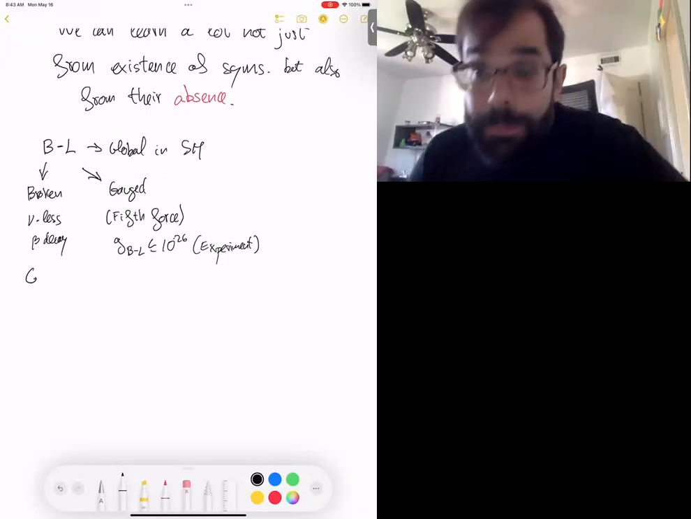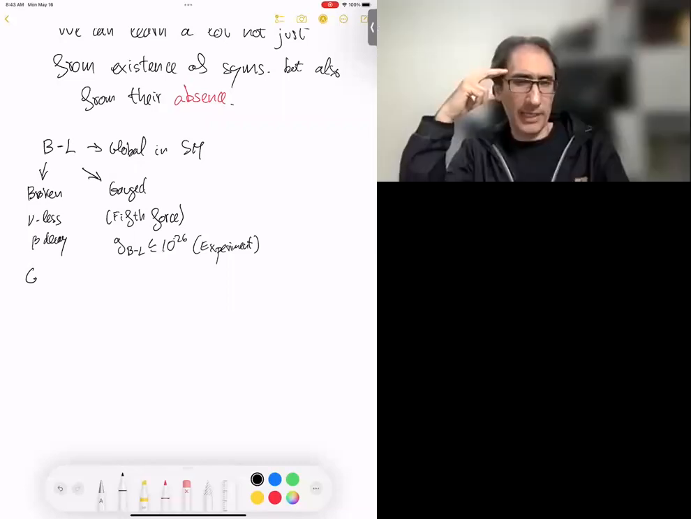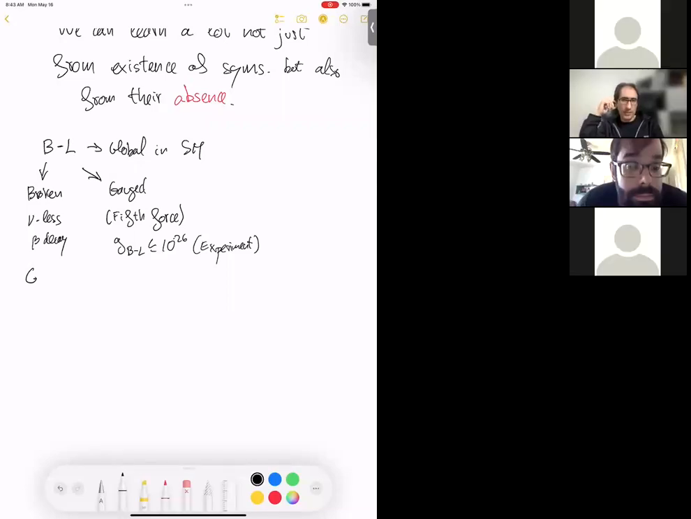Sorry, that one assumes symmetry is not broken, right? If it is broken, we don't have this bound, right? That's right. There are two cases. What we know is that there's no global symmetry in the standard model, so it can be either broken or gauged, and these are two different cases. In the second case, you have a fifth force, and the fact that we have not observed it puts an upper bound on the gauge coupling.